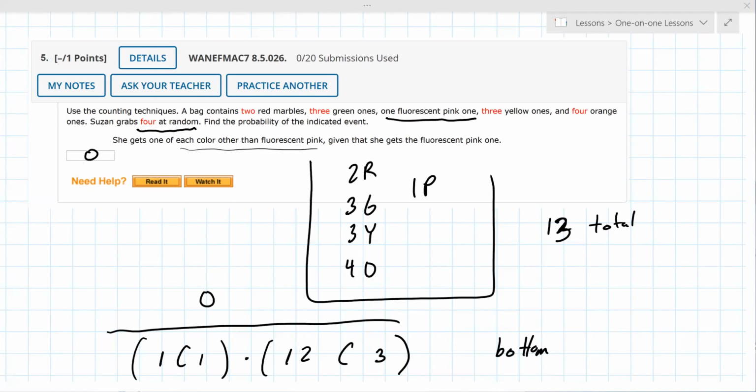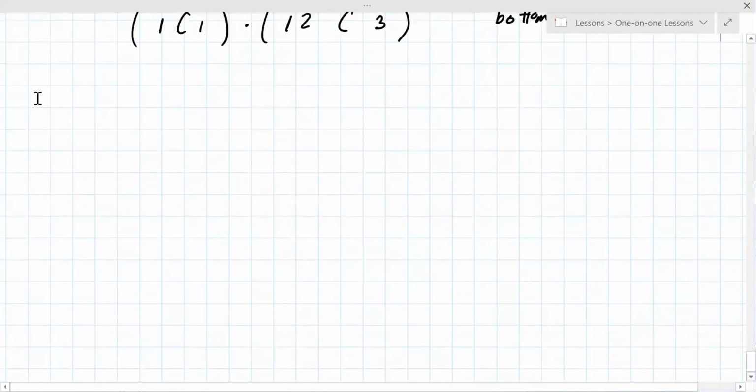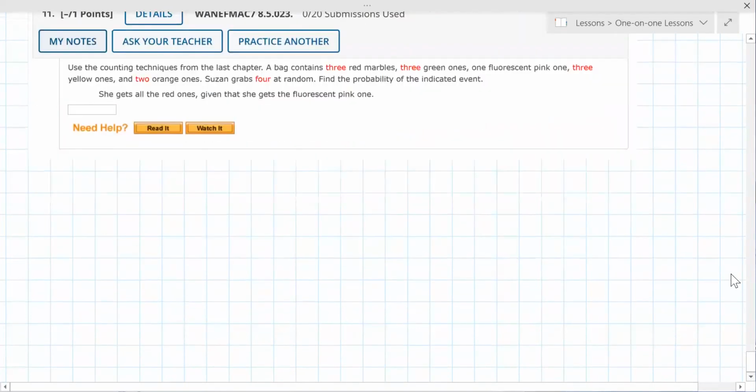Let's try another one. We'll see if it's a little bit more clear, because maybe it gives you enough so that you can choose it. Okay. Given that she gets the fluorescent one, she's choosing 4 at random. So again, it's 3 red, 3 green, 1 pink, 3 yellow, and 2 orange. So it's 6, 7, 10. So there's 12 total this time.